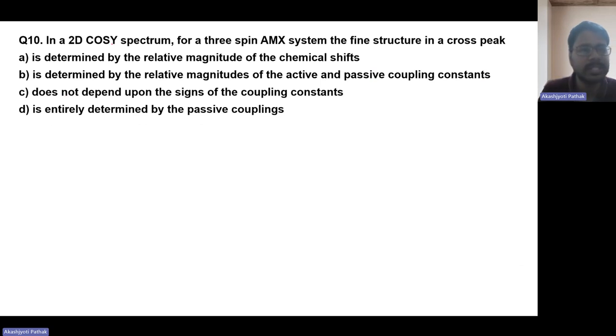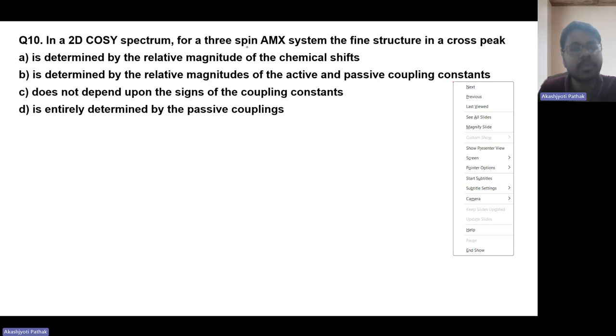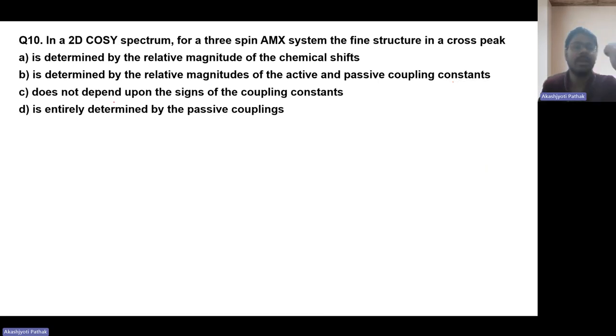Now try to answer these questions in a 2D COSY spectrum. In a 2D COSY spectrum for a 3-spin AMX system, the fine structure in a cross peak is determined by the relative magnitude of the active and passive coupling constants. The third option says it does not depend upon the signs of the coupling constants and is entirely determined by the passive coupling. So what I discussed just now is that for a 3-spin system, you always have to consider the active coupling and passive coupling.